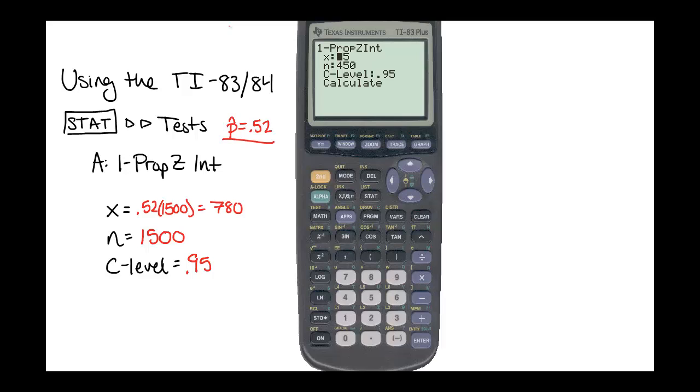So this would represent actually how many people in the survey said that they were going to vote for our candidate. All right, so we have 780 for X, we have 1,500 for N, our confidence level is 0.95, and then we hit calculate, and bingo, here is our interval. And this should be the same as what we had before. Sometimes it can be off a little bit because maybe the calculator is using a slightly different method of computing, but this is, of course, much faster than using the method by hand.